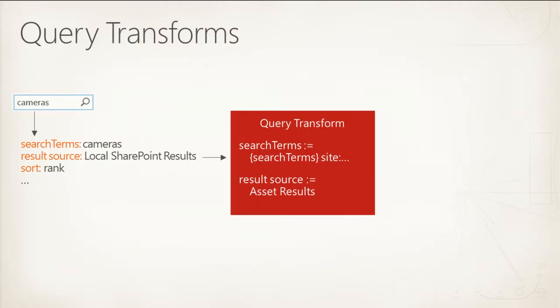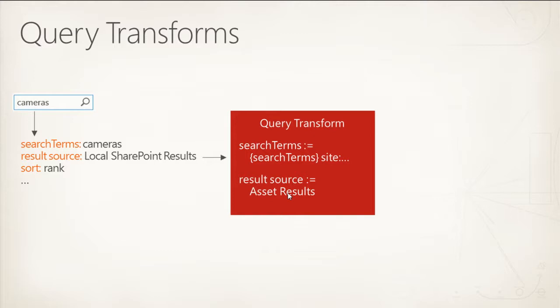And what a query transform can do is it takes this incoming query and it can replace, it can clobber any property in the incoming query. So for example, this query transform is going to come in and clobber the result source with asset results. So it used to be local SharePoint results, now it's going to be asset results.